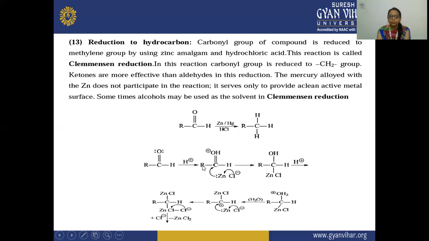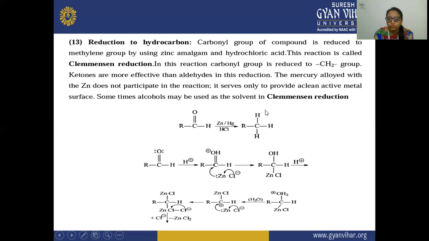Next, reduction to hydrocarbon. A carbonyl compound is reduced to a methylene group by using zinc amalgam and hydrochloric acid, and this reaction is called the Clemmensen reaction. Here you will see the aldehyde is reacting in the presence of zinc amalgam and HCl, and there is a formation of this alkane. In this reaction, the carbonyl group is reduced to the CH2 group. Ketones are more effective than aldehydes in this reduction. The mercury alloyed with the zinc does not participate in the reaction. It serves only to provide a clean active metal surface.